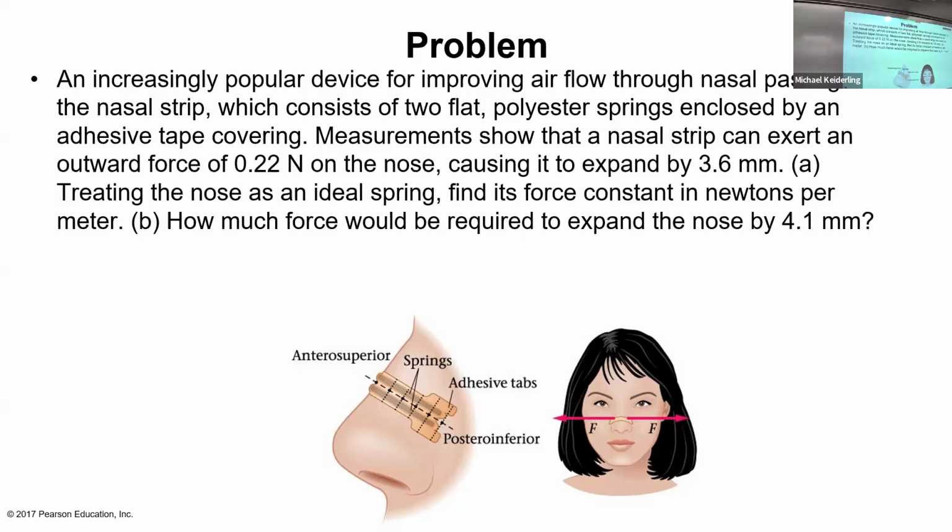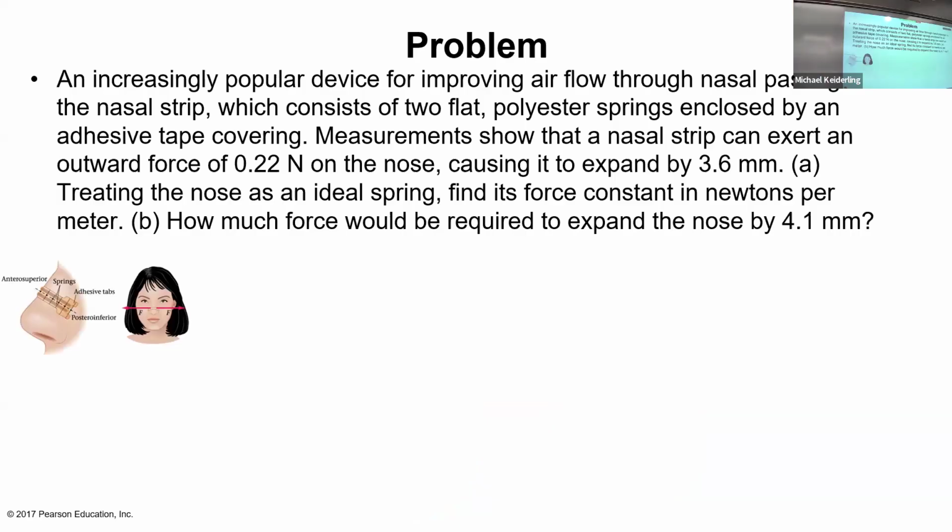So we did this last time, so I'll just quickly go through it again. So the force is 0.22 newtons. The distance is 3.6 millimeters. We're trying to find the spring constant K in part A, and in part B, we want to find the force. If X is 4.1 millimeters, what is the force?